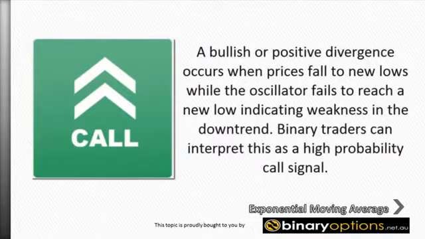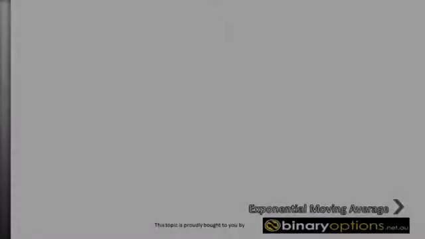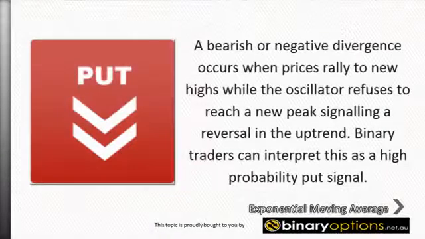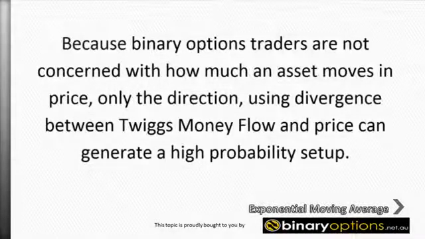Binary traders can interpret this as a high probability call signal. A bearish or negative divergence occurs when prices rally to new highs while the oscillator refuses to reach a new peak, signaling a reversal in the uptrend. Binary traders can interpret this as a high probability put signal. Because binary options traders are not concerned with how much an asset moves in price, only the direction, using divergence between Twiggs money flow and price can generate a high probability setup.